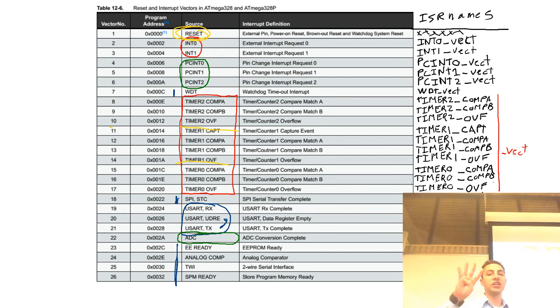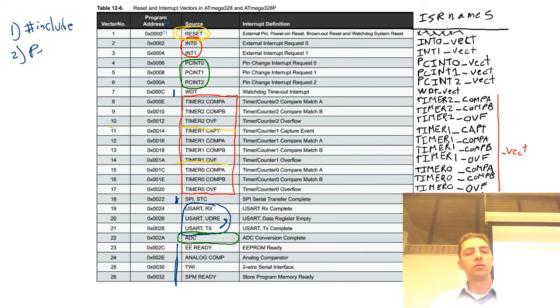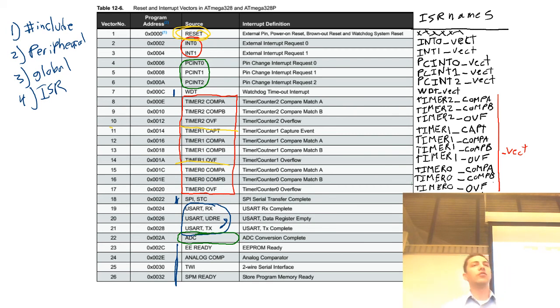And there are 4 stages to dealing with interrupts, especially in C. 1, include. 2, peripheral. 3, global. 4, ISR. You've got to include the header file. You've got to enable the mask inside the peripheral. You've got to enable the global interrupt mask. And you have to provide an interrupt service vector, or interrupt service routine.